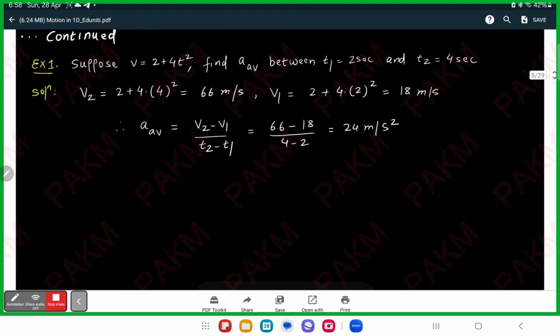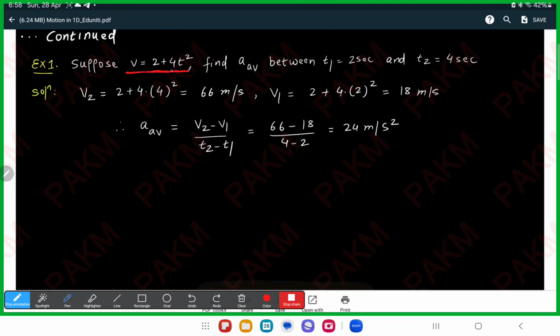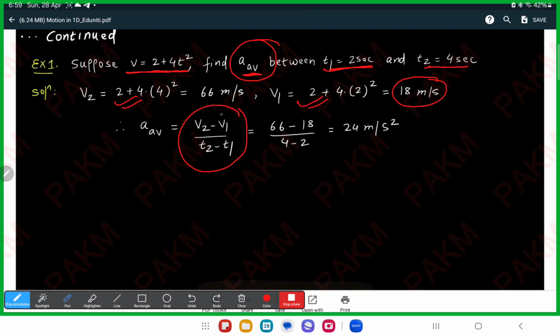Now here is a good example. If v is given as a function of time, and you have to find the average acceleration between time 2 second to 4 second, what are you supposed to do? Put the time values in to get v2 and v1. We simply use the formula v2 minus v1 upon t2 minus t1, and we get this value. This is one type of question that you should remember, and you can get it in your paper as well.